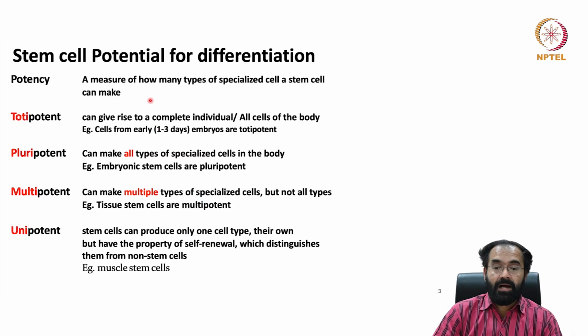So a stem cell has the potential for differentiation, and based on the potency of differentiation, we have classified them. Potency is basically a measure of how many types of specialized cells a stem cell can make.